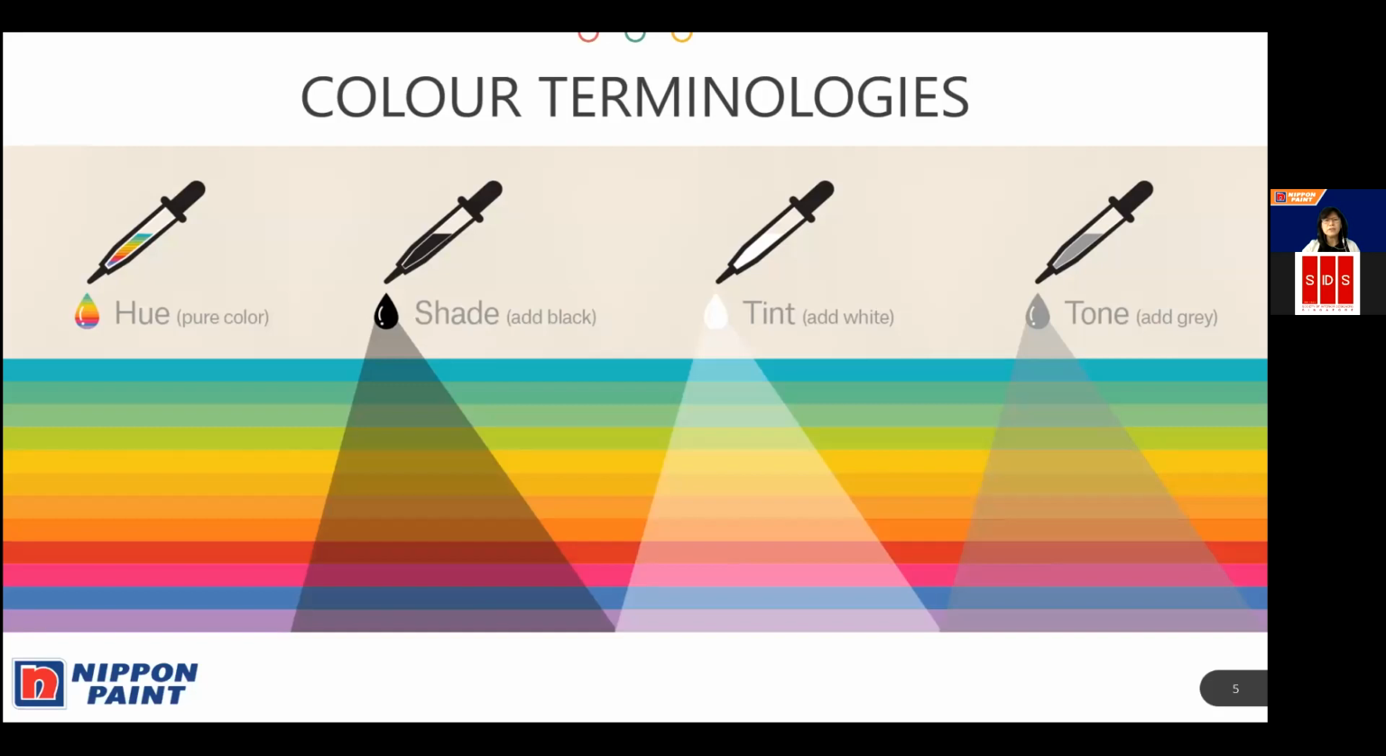Whereas shade is when we add black to these hues, to the actual colors, so they tend to be darker. And when we add white to them, we call them tints because they become lighter. Tones are when we add gray to the hues. So generally the colors become more dull, less bright, or less fresh. So the tones are when we add gray into it.